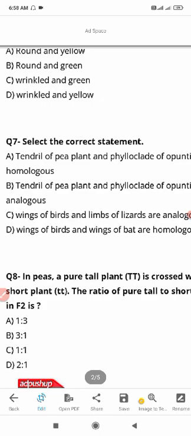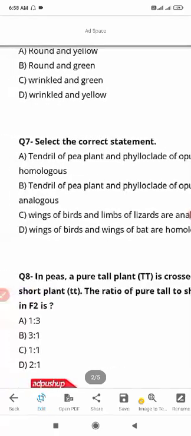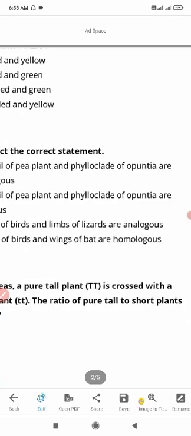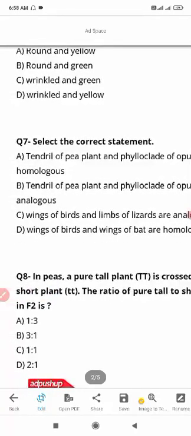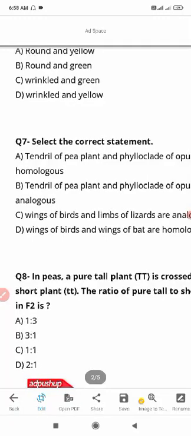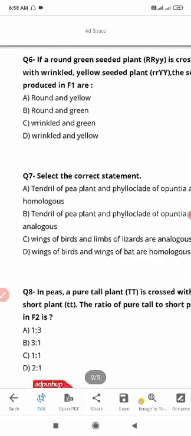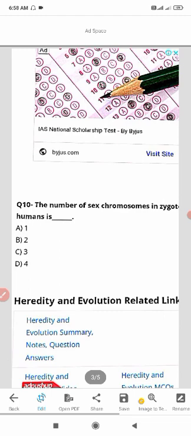Question number 8. In peas, a pure tall plant TT is crossed with a short plant tt. The ratio of pure tall plant to short plant in F2 is 3:1. This answer will be B. So students, question 8 has been covered, and now come to question number 9, which is perhaps hidden. Question number 10. The number of sex chromosomes in the zygote of human is how much? That will be 2. Either that zygote will be male or that zygote will be female. So that will be 2.